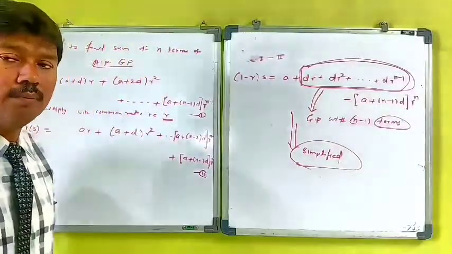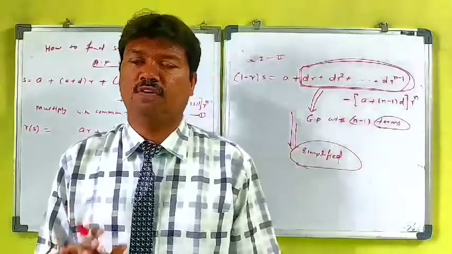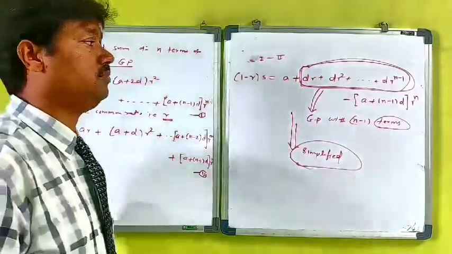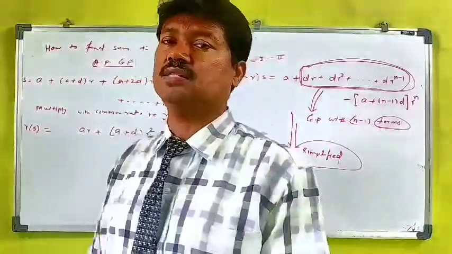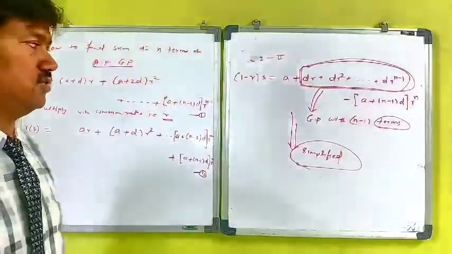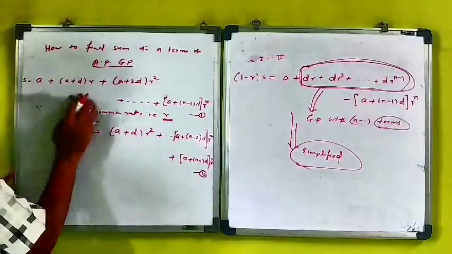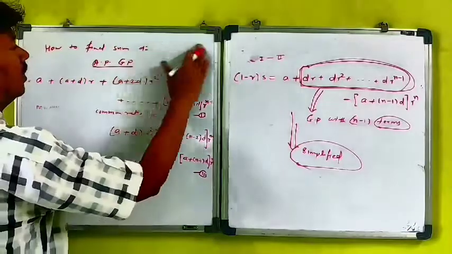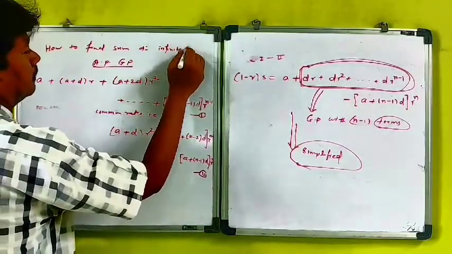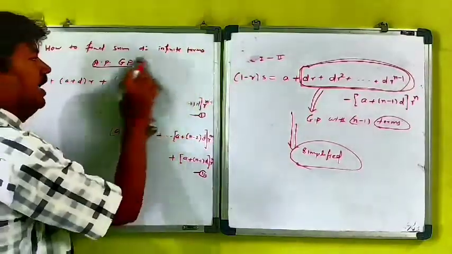The sum of n number of terms in APG. This is how to find the sum of n number of terms of APG. Now similarly, we will find the sum of infinite terms in this. Infinite terms. So here, how to find the sum of infinite terms of APG. So remember that.